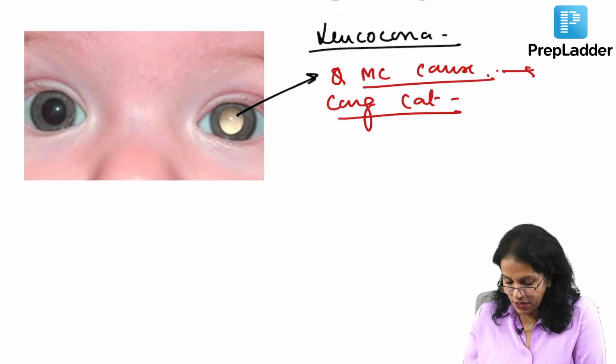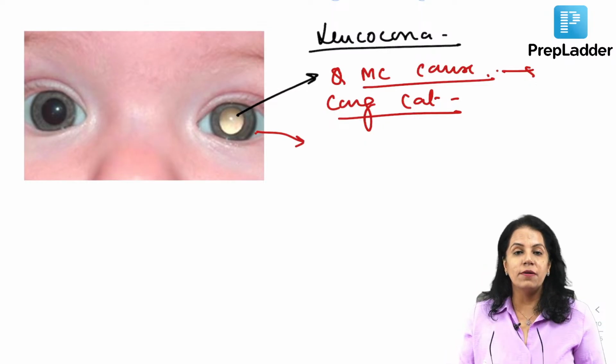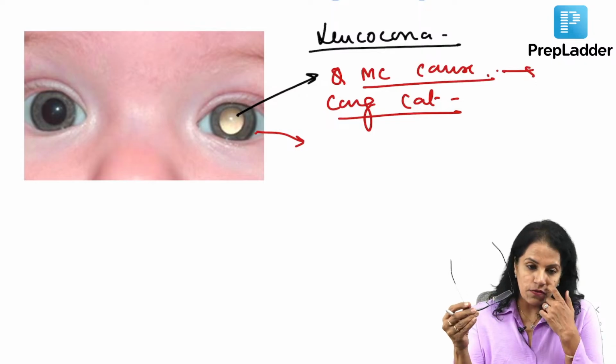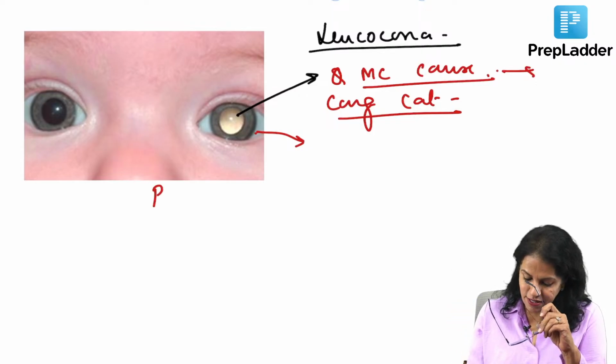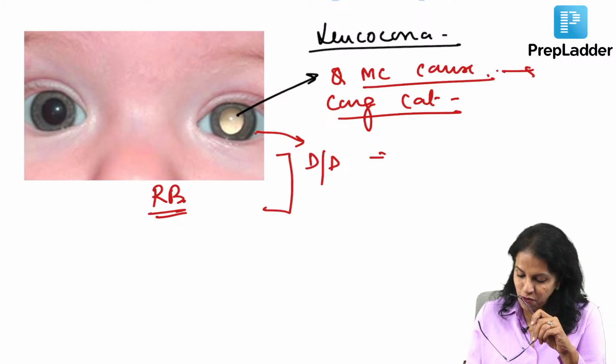Then we talk about, of course, you should know all the DDs of leukocoria very quickly, verbally we can revise it. That of course retinoblastoma, and leaving aside retinoblastoma, all the other DDs of leukocoria, what do you collectively call?